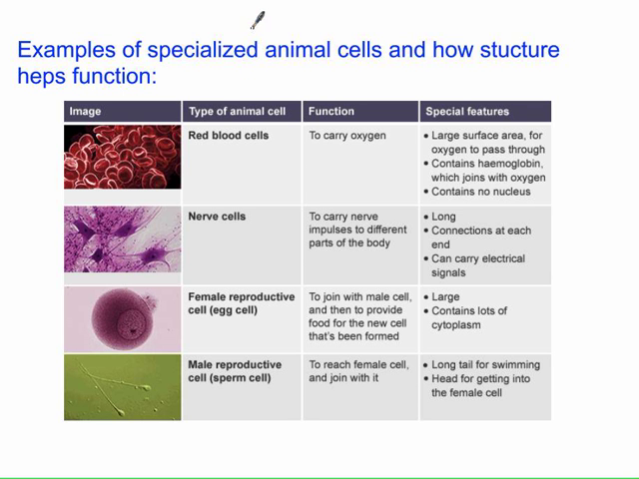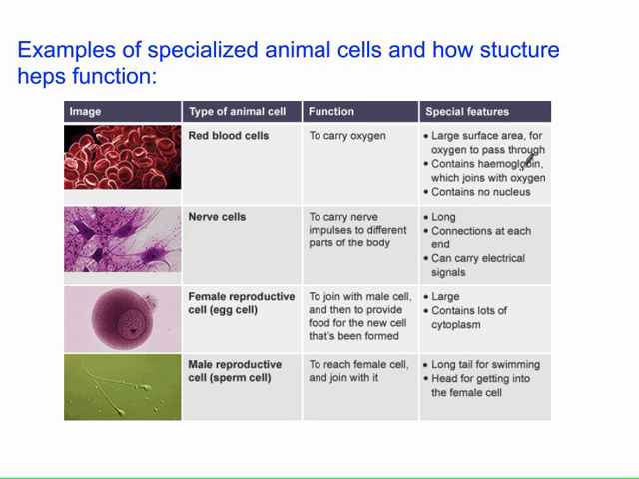So here are some examples of specialized animal cells and how their structure helps in their function. I suggest you pause here for a few minutes, look over these, study them. You definitely need to know them. The most common example of a specialized cell is red blood cells. Their function is to carry oxygen, and our bodies want to maximize the amount of oxygen that those red blood cells can carry. So they have large surface areas to allow oxygen.